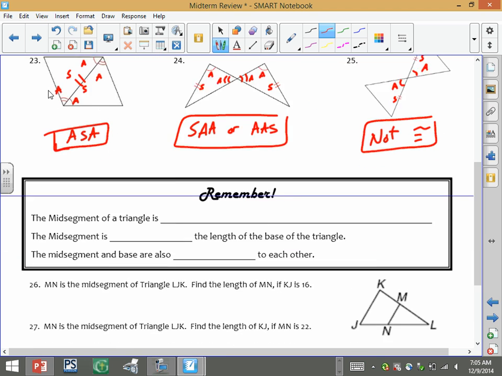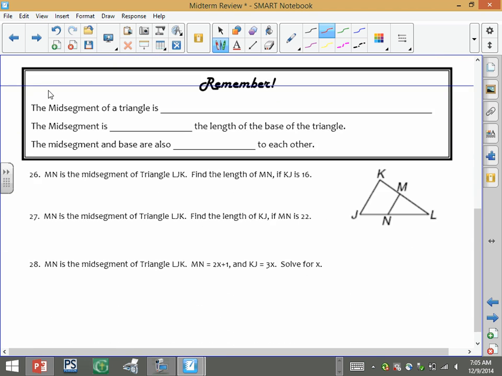Bottom part of this page reminds us about the midsegment. Remember, the midsegment is a lot like what it sounds like. It's something that's in the middle of a triangle. So it's a segment that joins or connects opposite midpoints. So if we look at our picture just below, the midsegment will be MN. Right, there's our midsegment. But what happens, M is a midpoint, so KM and ML are congruent. Then N is a midpoint, JN and NL are congruent.